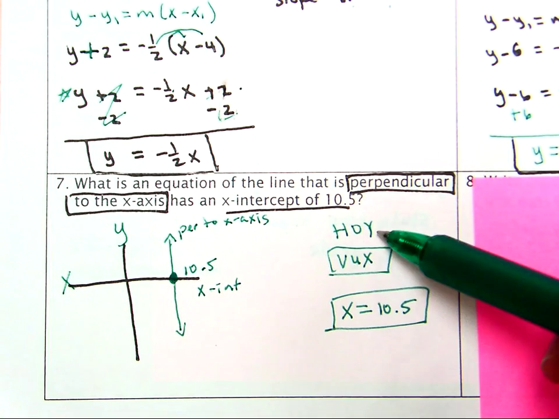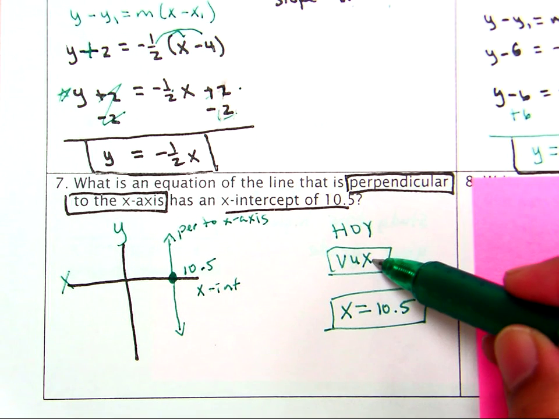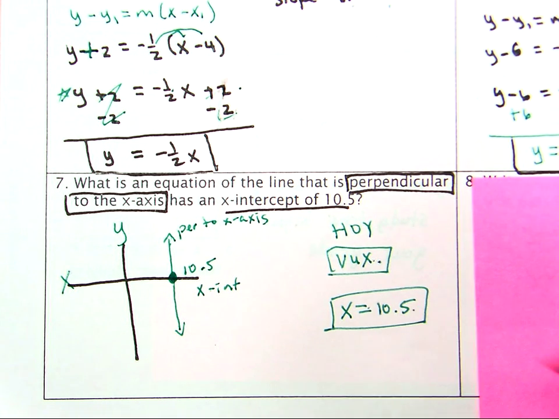So if y'all remember HOY-VUX, since it is a vertical line, I need the VUX, and because it's asking for the equation, I know x equals 10.5.